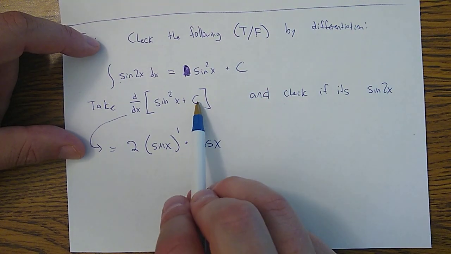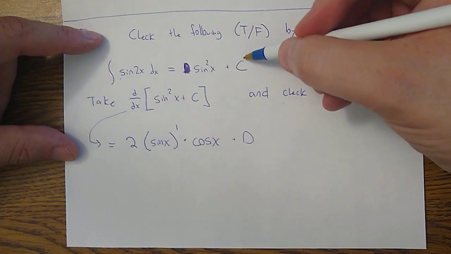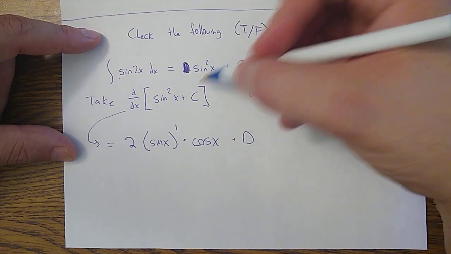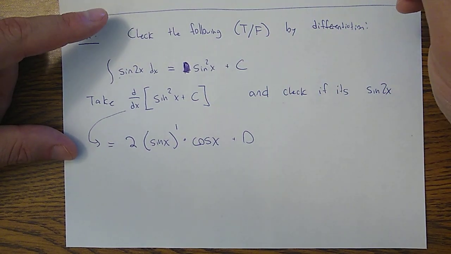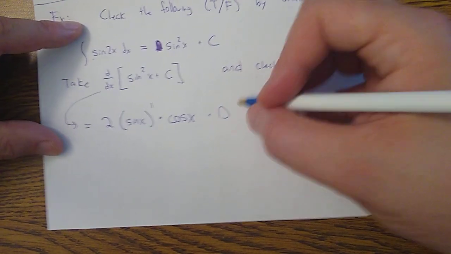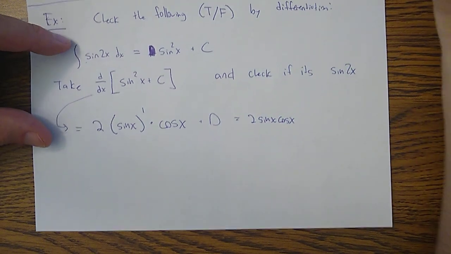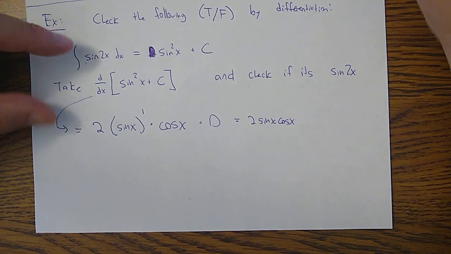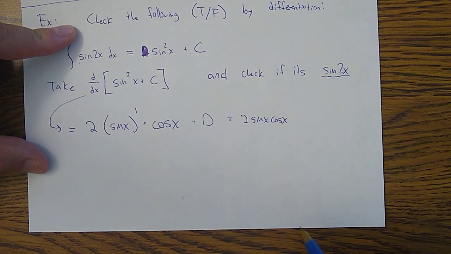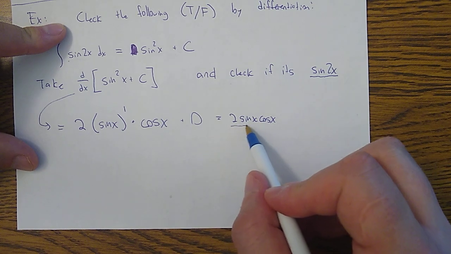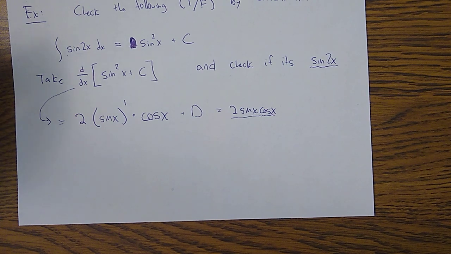Of course, the derivative of c is just 0. In fact, I didn't really need to carry this c down. This part is always going to work out. The derivative of the constant just drops out and it's 0. So I get 2 sine x cosine x. And what was I doing? I was taking the derivative of this and checking to see if I get this answer. It doesn't look like I did, but I did.